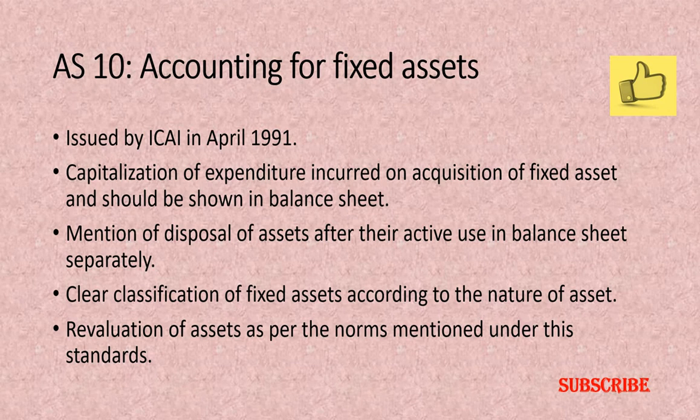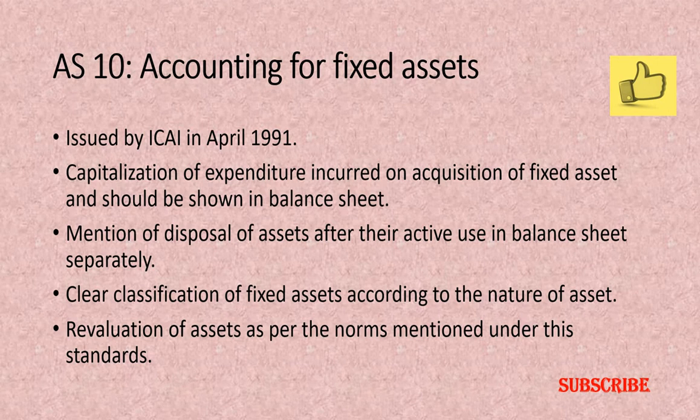There should be clear classification of fixed assets according to the nature of the asset. As per this standard, any expenditure incurred on the purchase or acquisition of a fixed asset should be capitalized and should be shown in the balance sheet. It should also mention the disposal of the assets after their active use in the balance sheet separately.